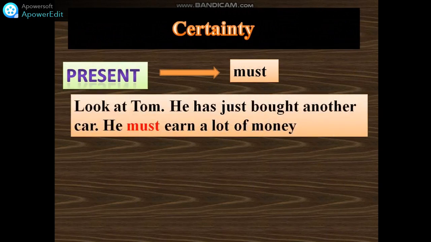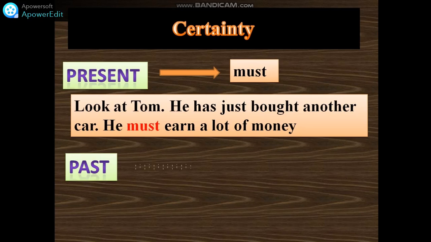Example. Look at Tom. He has just bought another car. He must earn a lot of money. So here must is not obligation at all. It means deduction. So it's like drawing a conclusion, because he has just bought another new car. So I draw the conclusion that he must have a lot of money. Great. Now let's see the past.